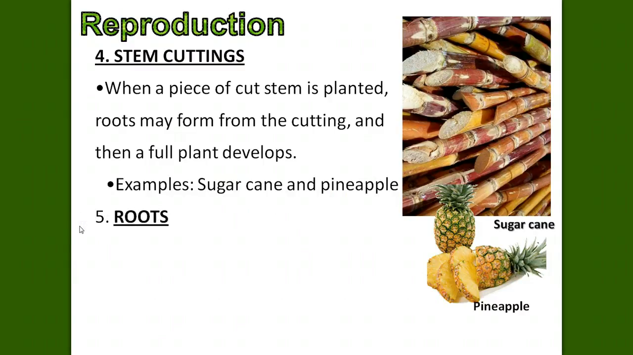And then get ready for the second to the last box. So far you should have had box 1, 2, 3, and 4. 4 should have said stem cuttings. You should have written sugarcane and pineapple. P-I-N-E-A-P-P-L-E. Pineapple.